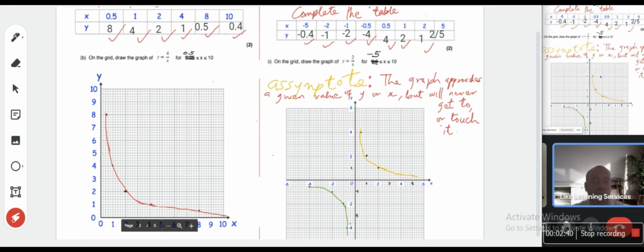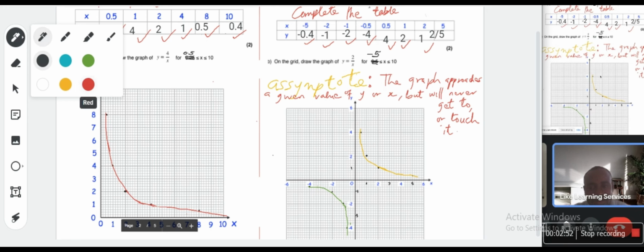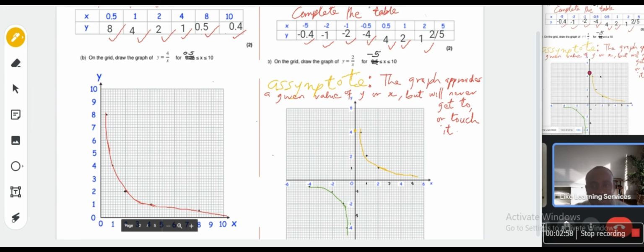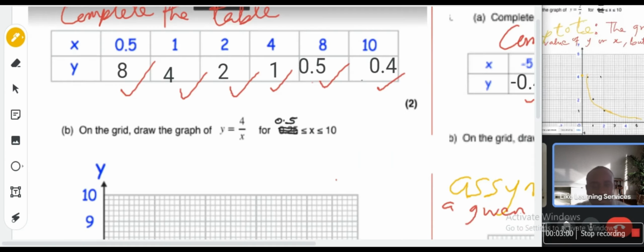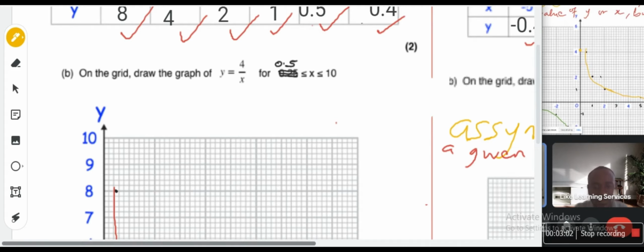Let's see first of all why it will never touch the y-axis. I need to help you to reason out something. What is this coordinate? Please zoom in. Let me zoom in. 0.4.